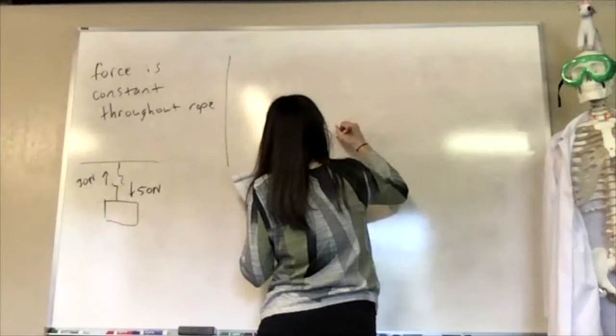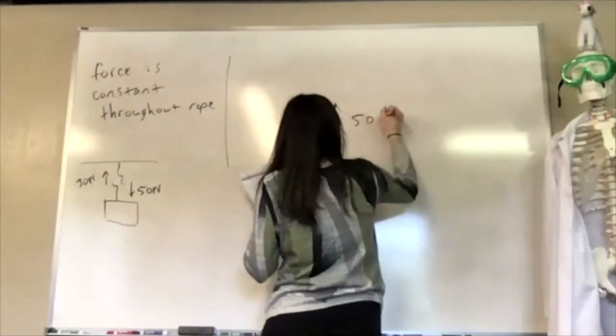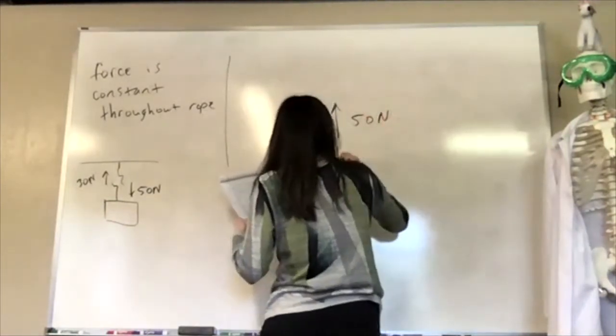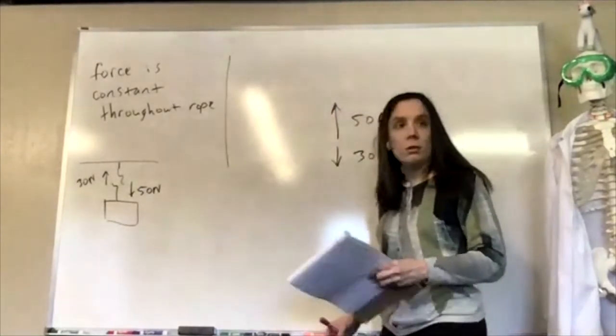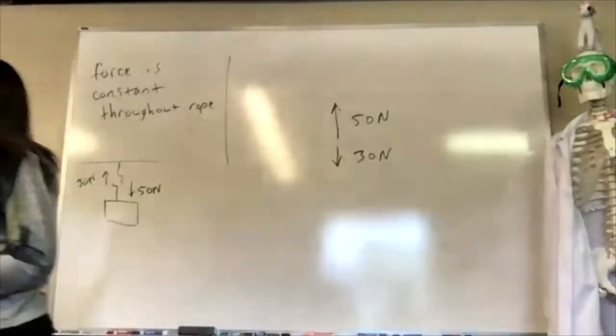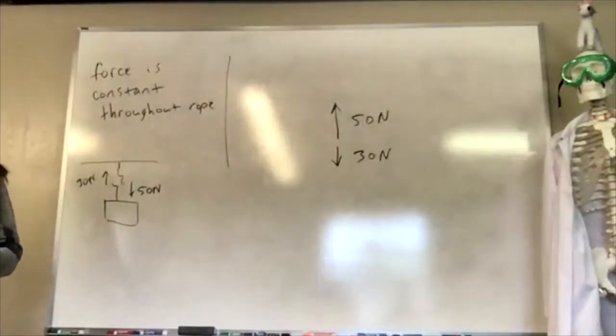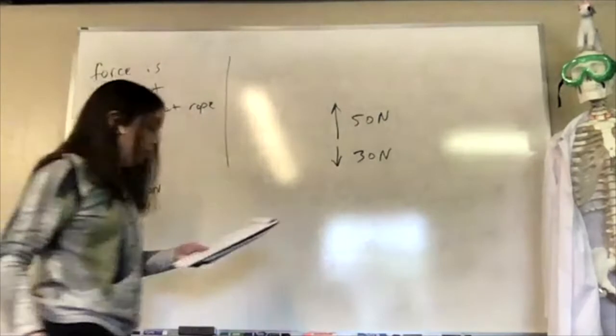Now, if instead you're pulling upward with a force of, say, 50, and the rope only pulls downward with a force of, say, 30, then the rope's going to bounce upward. And that would be a case when you have acceleration upward and the rope is bouncing upward and not staying still.